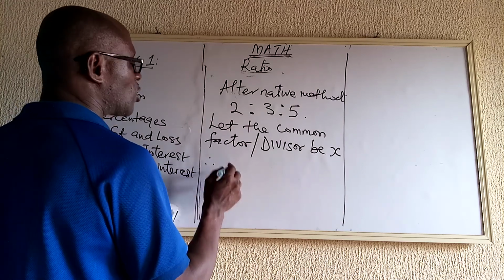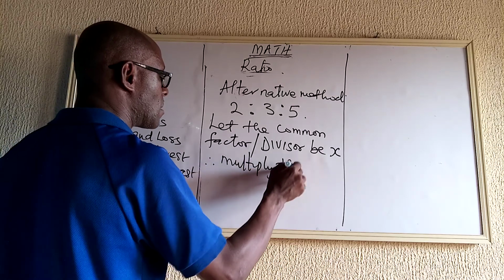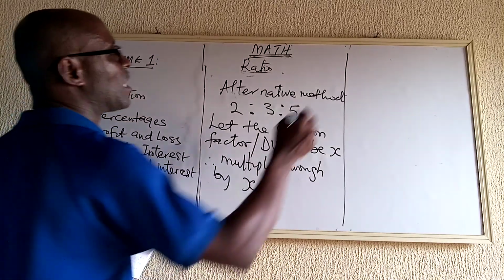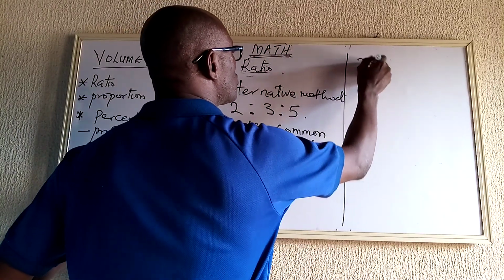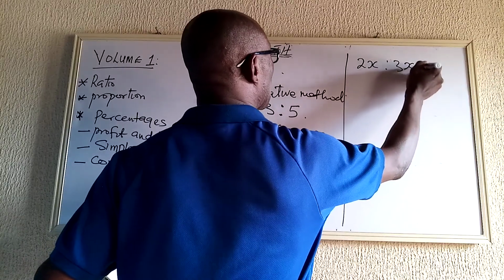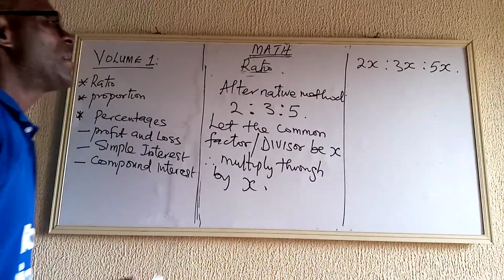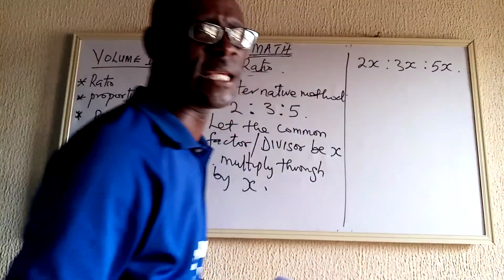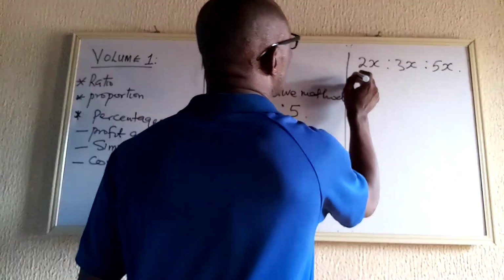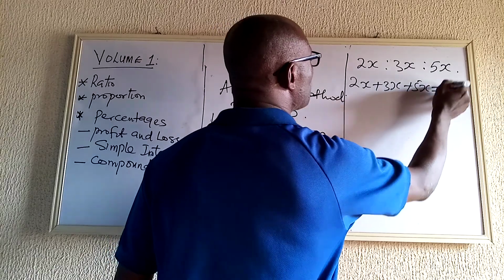Therefore, I'm going to multiply through by x. So I'm going to have 2x, 3x, 5x. By adding these together now, this must be equal to the total amount shared. So 2x plus 3x plus 5x will give me 15,000.